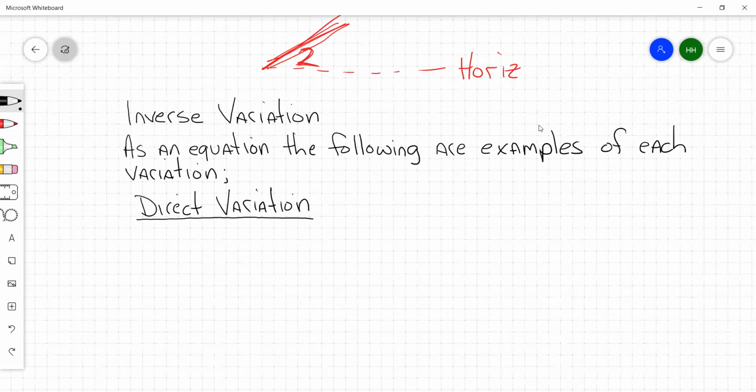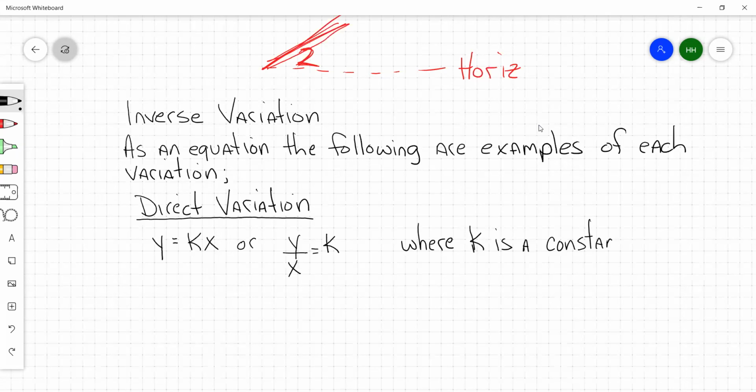In direct variation, y is going to be equal to k times x. Or if you were to divide both sides by x, y divided by x will equal k. All right, where k is your constant, and not equal to 0.